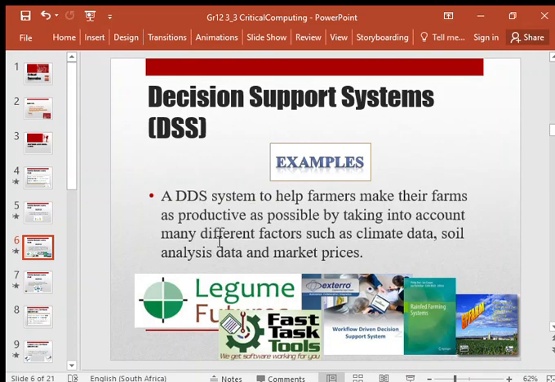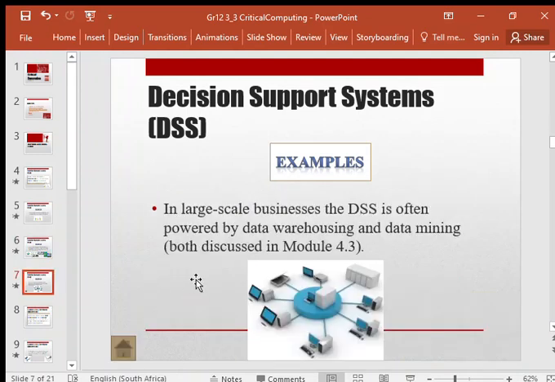Now another example here is the decision support system to help farmers make their farms as productive as possible by taking into account many different factors such as climate data, soil analysis and market prices. Now, knowing what sells well will also determine what is to be planted. So that's decisions made. In large-scale businesses, the DSS is often powered by data warehousing and data mining, which I explained to you just now.